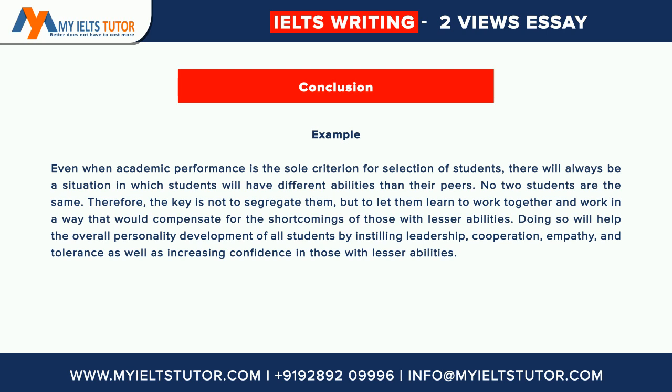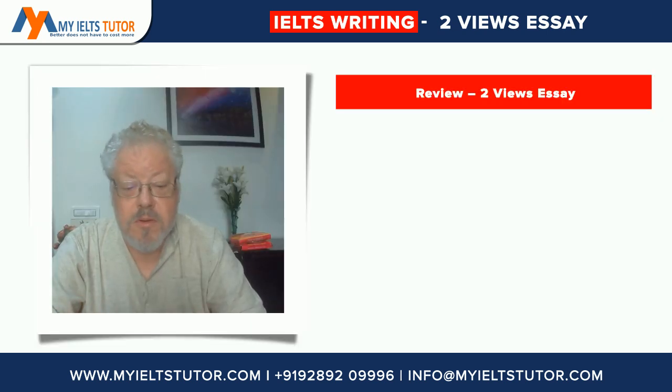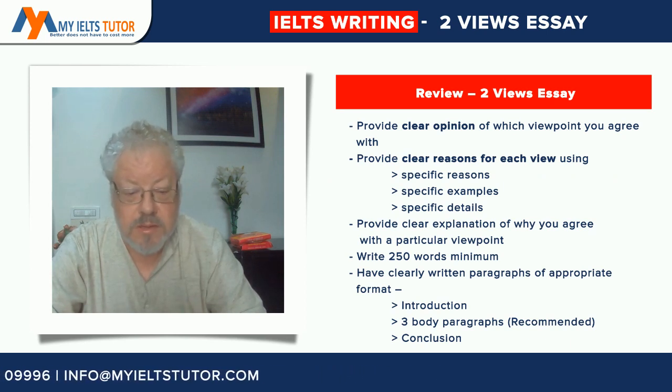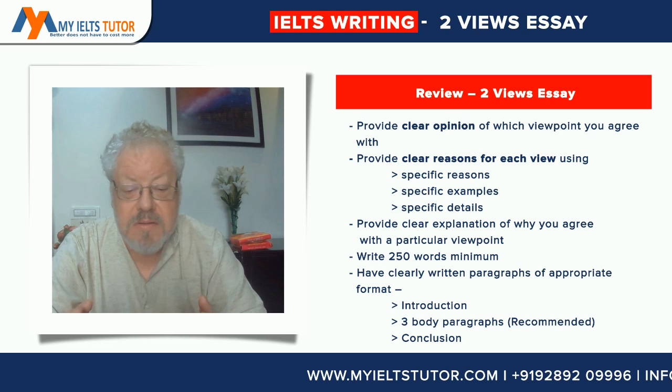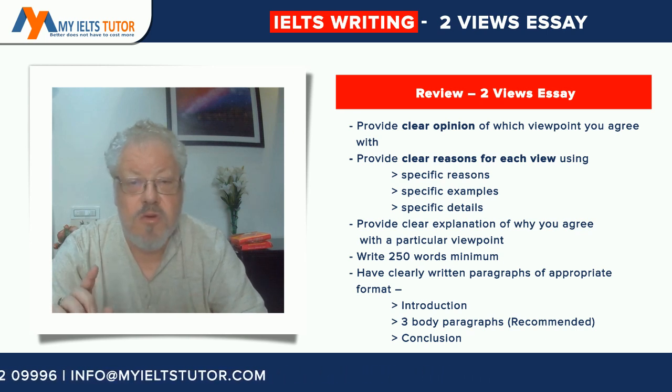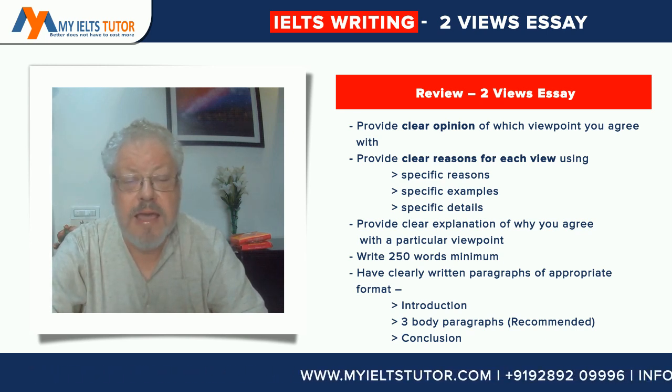Okay, so now, to review, remember the 2-view essay, you want to provide a clear opinion of which view is more valid. Okay? Then you want to provide a clear explanation of each viewpoint. Remember, you want to have these 3 specific things. And then provide a clear explanation of why one view is valid. Then, of course, you want to write a 250-word minimum, and then have clearly written paragraphs of the appropriate format as follows. And that's it. You follow these steps, you will write a great 2-view essay.